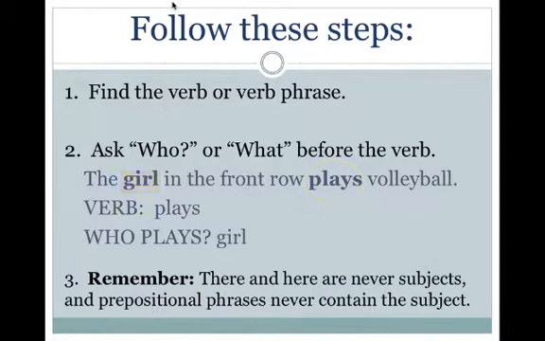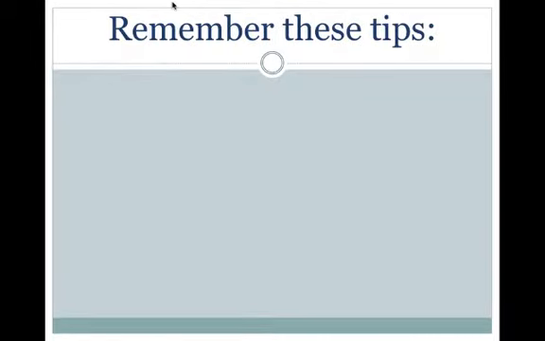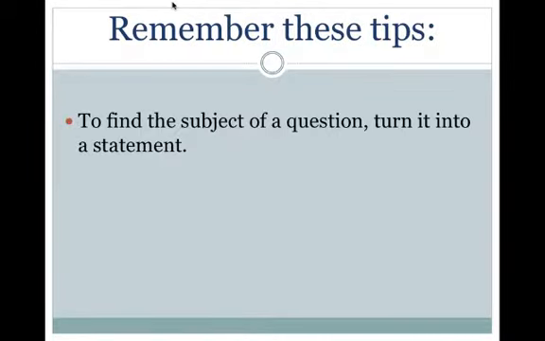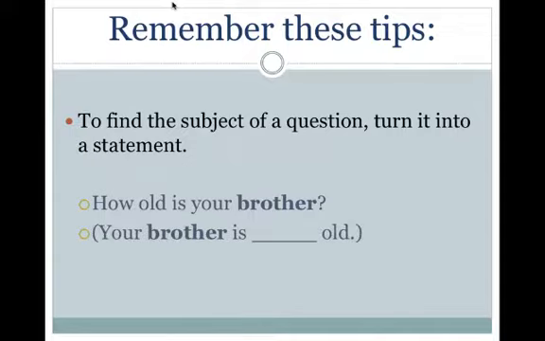3. Remember, there and here are never subjects, and prepositional phrases never contain the subject. So we can cross those out when we're trying to find the subject. Also remember these tips. To find the subject of a question, turn it into a statement. The question, how old is your brother, can be turned into, your brother is blank old. And then it's easier to find the subject because it's at the beginning of the sentence. So brother is the subject.